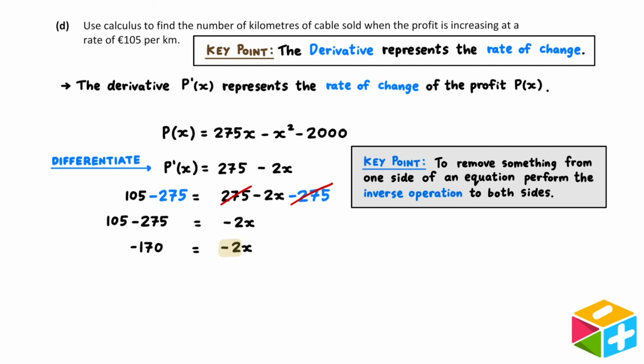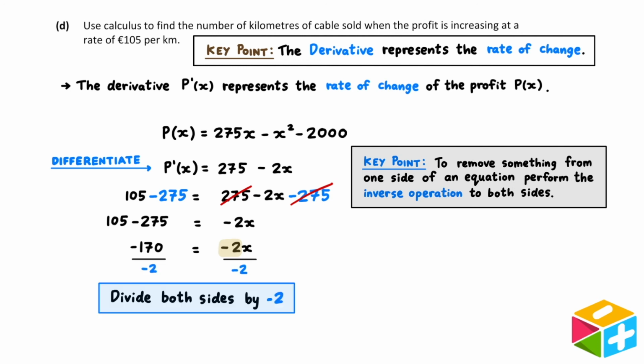Now, let's focus on the minus 2 in front of the x. This represents multiplication. The inverse of multiplication is division, so to remove multiplication by minus 2, we should divide both sides by minus 2.